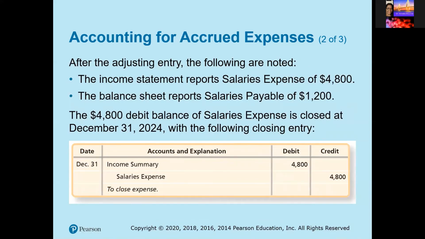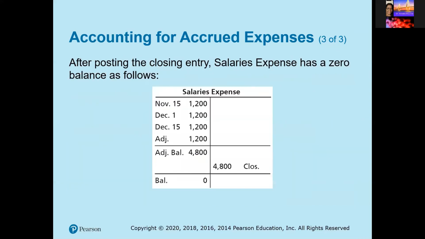The $4,800 debit balance of the salary expense is closed at December 31st with a debit to income summary and a credit to salaries expense. After posting the closing entry, salary expense has a zero balance.